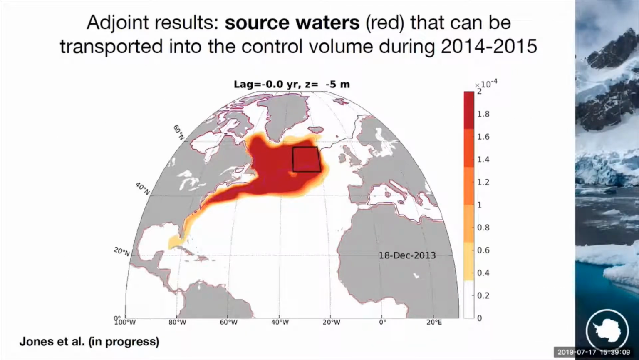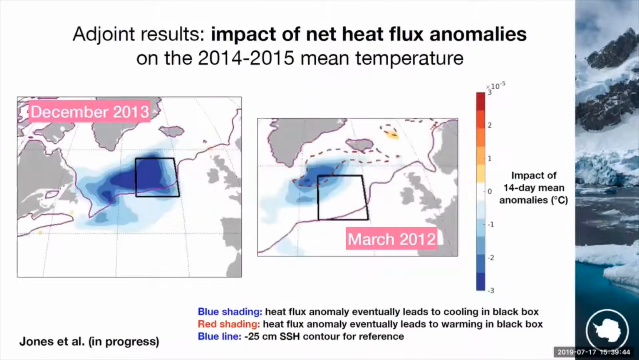You can use the adjoint to get these source waters, which I really like. So this is December 2013, just before the start of that integration period, showing you all the waters that could potentially influence, just by direct advection, the heat content in our black volume, our control volume there, which is the cold blob region. So you do see the Gulf Stream feeds it, the NAC feeds it, the Labrador Sea, the Irminger Sea. All of those are potential source regions on this time scale. And if you look further back in time, that red pattern gets bigger and bigger and bigger and involves more and more of the ocean.